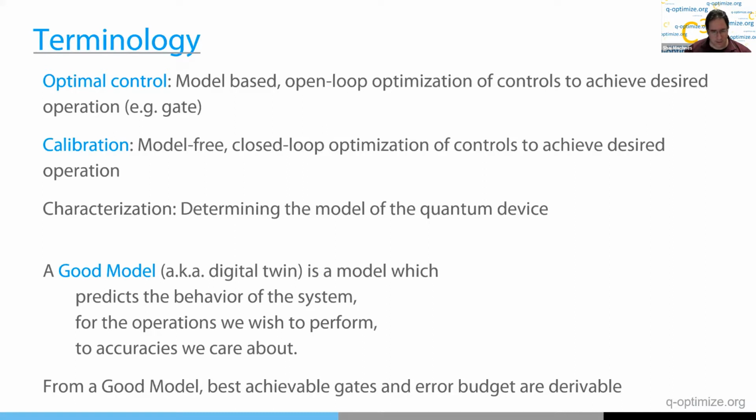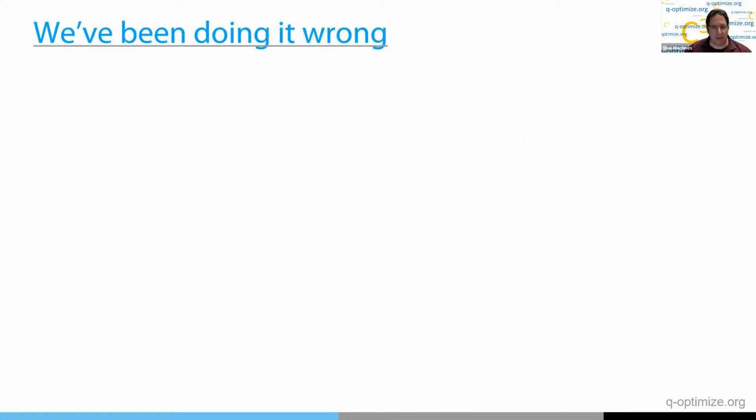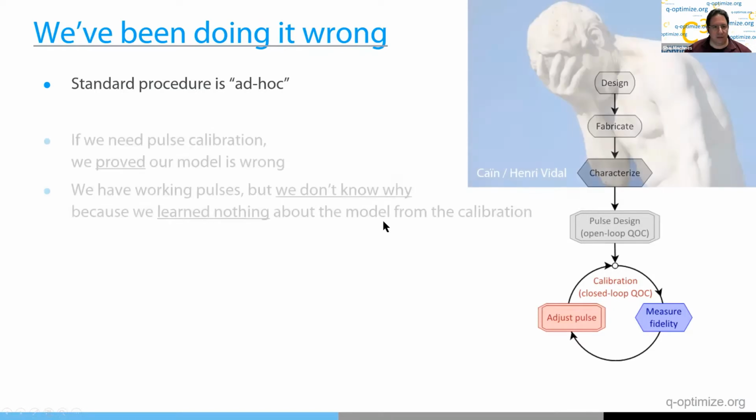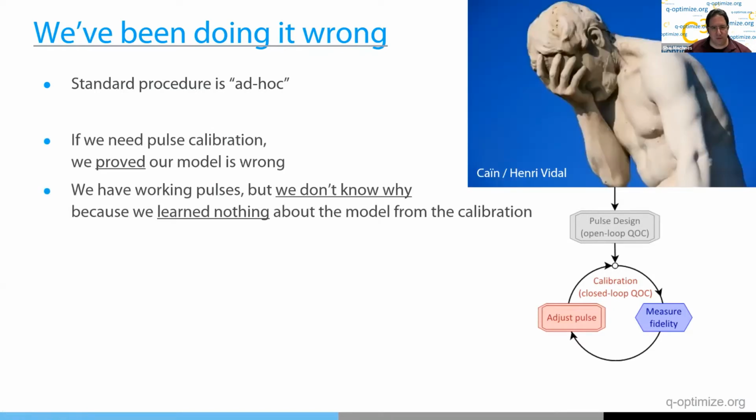Okay. Next. I think that a lot of the time we've been doing things a little bit wrong. The standard procedure is known as ad hoc. We design a device, we fabricate it, we do some characterization, not too much usually. Then maybe we use optimal control to derive the pulse shape. Then we measure the fidelity. We realize things don't really work so well, so we adjust the pulse shape, measure the fidelity, and repeat this closed loop calibration process. The thing is that if we needed to do pulse calibration, we essentially proved that the model was wrong, that the model we use in optimal control is wrong.